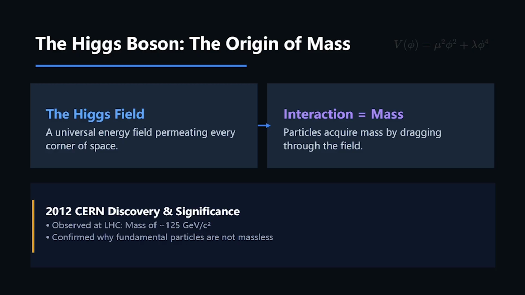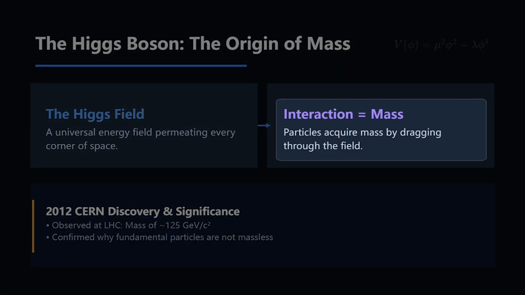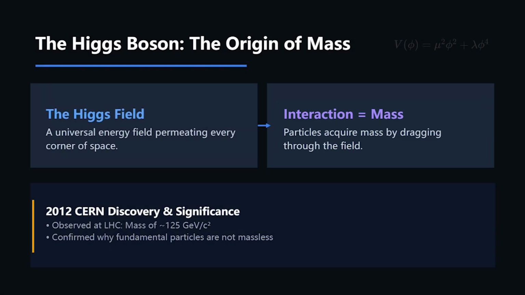This formula represents the field's potential. Because of this specific mathematical structure, the Higgs field remains on even in a vacuum, creating a background against which all other particles must move. Now, mass is not an inherent property, it's the result of interaction. Particles acquire mass by dragging through this field. Think of it like walking through water. The more you interact with the water, the more resistance you feel and the heavier you seem to be.